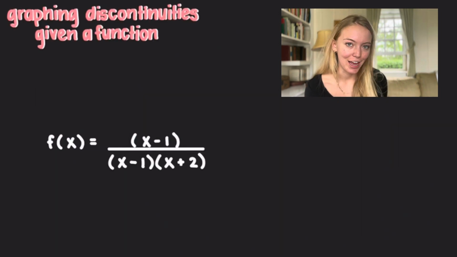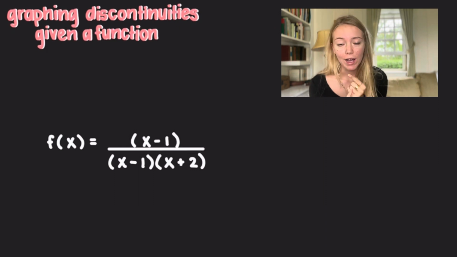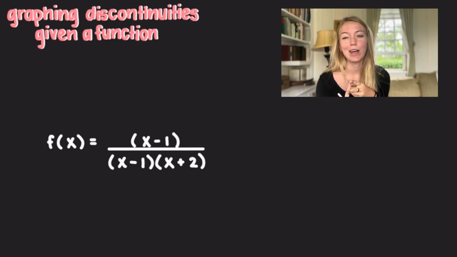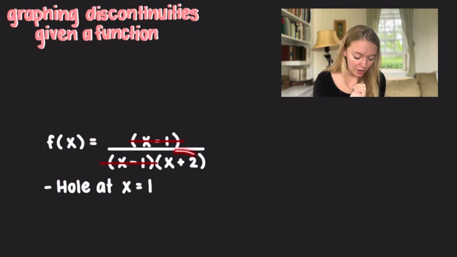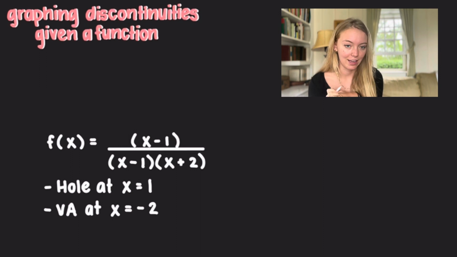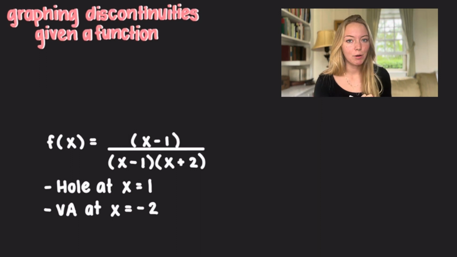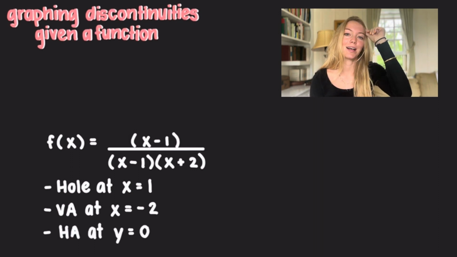Let's put this into action now. So let's say your teacher gives you this function and they're like, okay, babe, what kind of discontinuities does this function have and where are they at? First things first, we can see that this x minus 1 is going to cancel out. So we know that there is going to be a hole at x is equal to 1. We can also observe that the denominator is going to equal 0 when x is equal to -2. We know that there's going to be a vertical asymptote at x is equal to -2. As we take the limit as x approaches infinity, we're going to get 0. So we also know that there is going to be a horizontal asymptote at y is equal to 0.